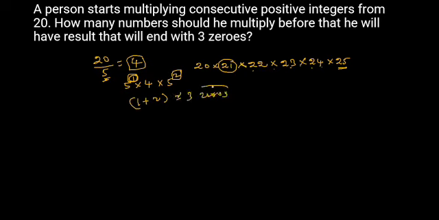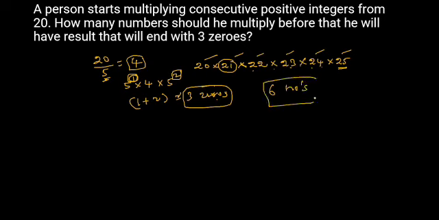Now how many numbers are you multiplying? You start from 20, 21, 22, 23, 24 and 25. When you are multiplying the resultant with 25, you get 3 zeros. So you have to multiply 6 numbers. You have to multiply 6 numbers to get 3 zeros at the end.